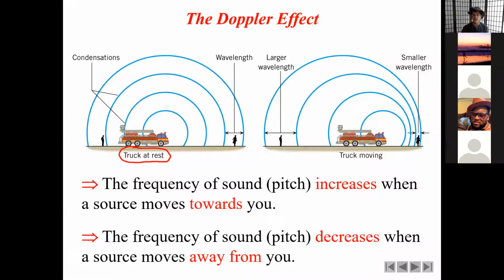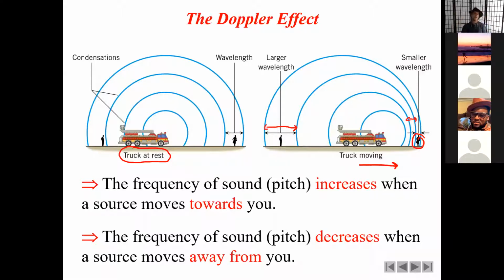However, if the truck is moving to the right, towards you, those waves are going to start to get compressed because it's moving in the same direction as the waves it's already produced. I'm going to end up with a smaller wavelength, a bigger frequency. However, if it's moving away from you, then in a sense it's starting to outrun the waves it's already produced. The end result is you're going to detect a larger wavelength, smaller frequency.